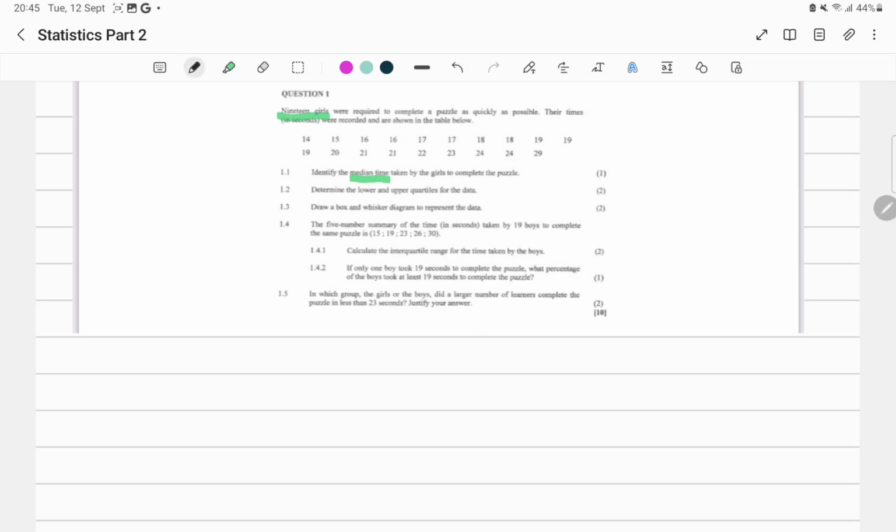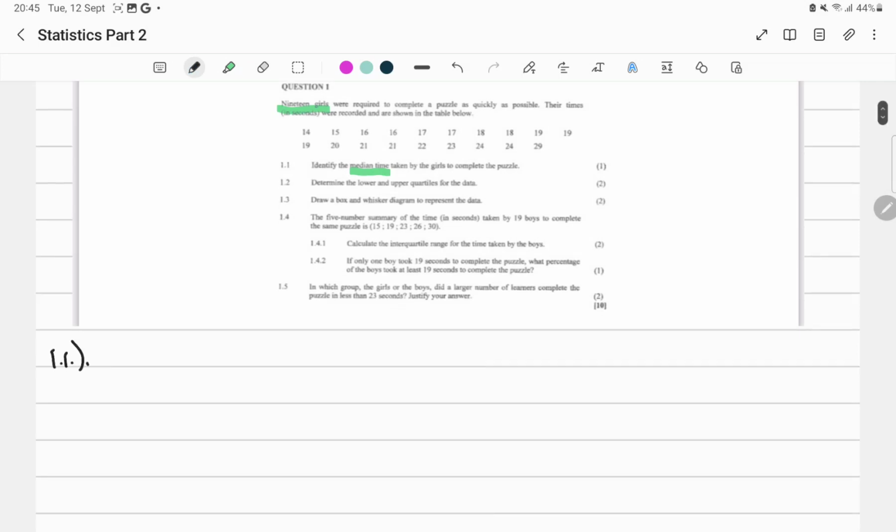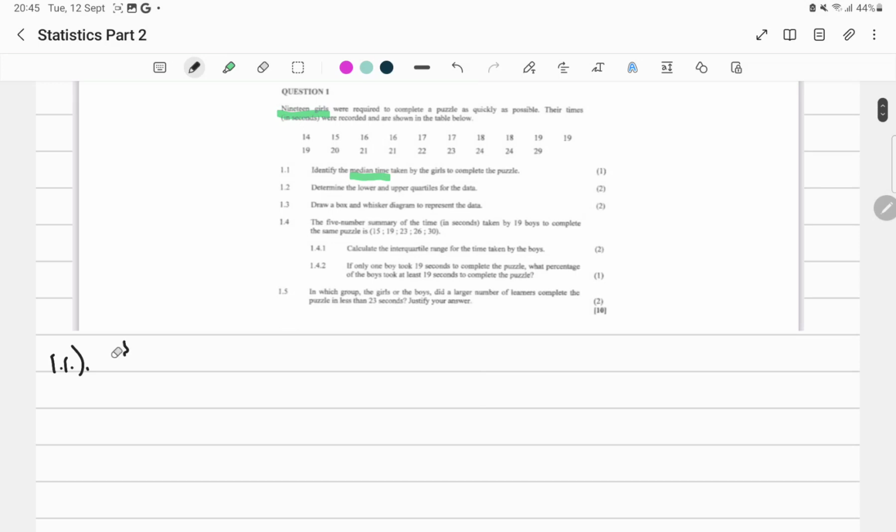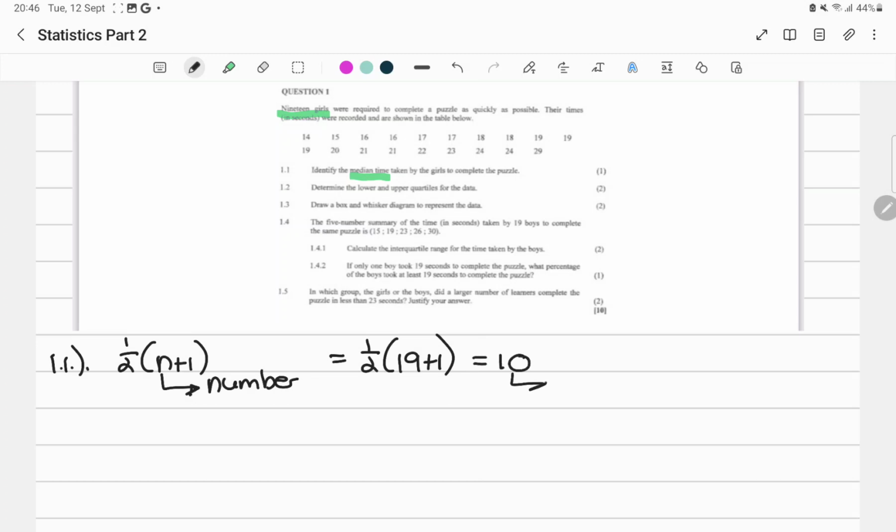Now remember, median means middle. So the formula to calculate that will be a half of n plus 1, where n refers to your number of values, number of learners, number of ice cream, so it's the amount you have. Alright, so they told us that 19 girls did it, so it will be the half of 19 plus 1, which gives me 10. Now this is position number 10.